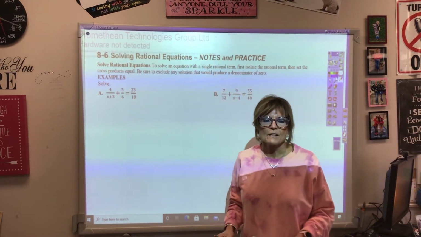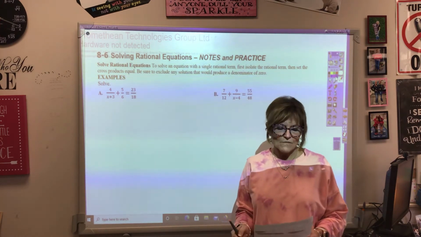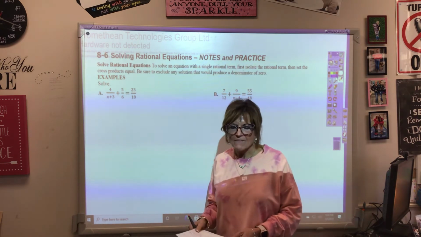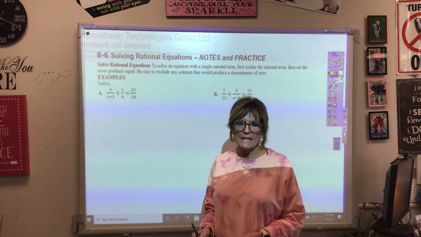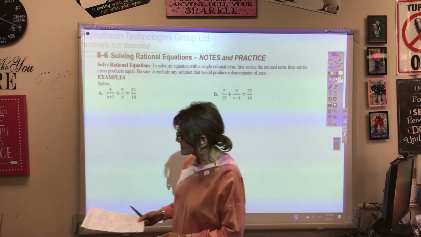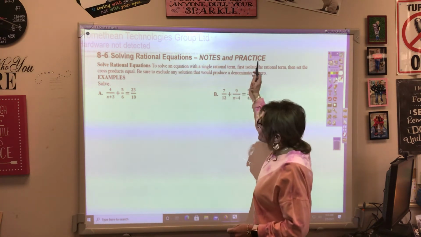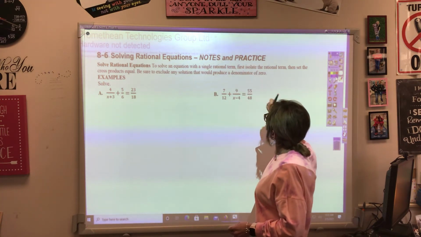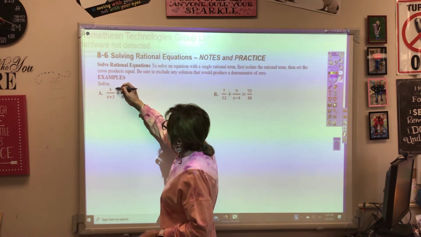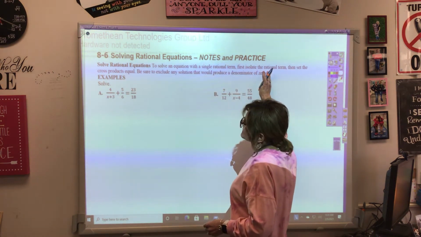Class, I'm going to go ahead and cover 8.6 with you, solving rational equations. Having the calculator will be really handy on these because we're dealing with some fractions. To solve a rational equation with a single rational term, first isolate the rational term, so that would be this term. Then set the cross products equal.